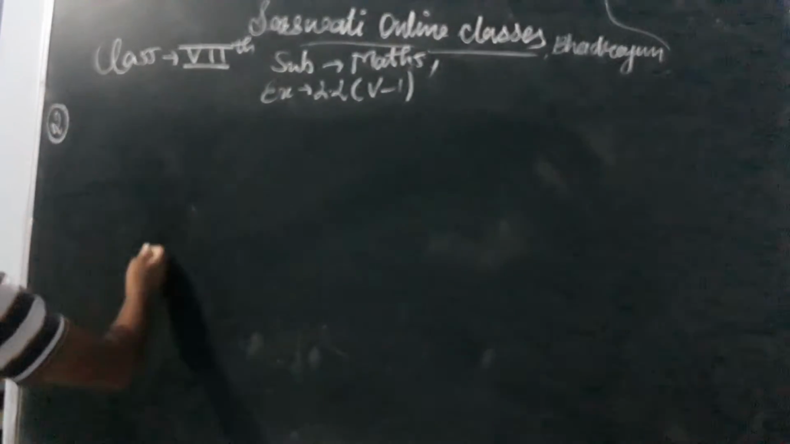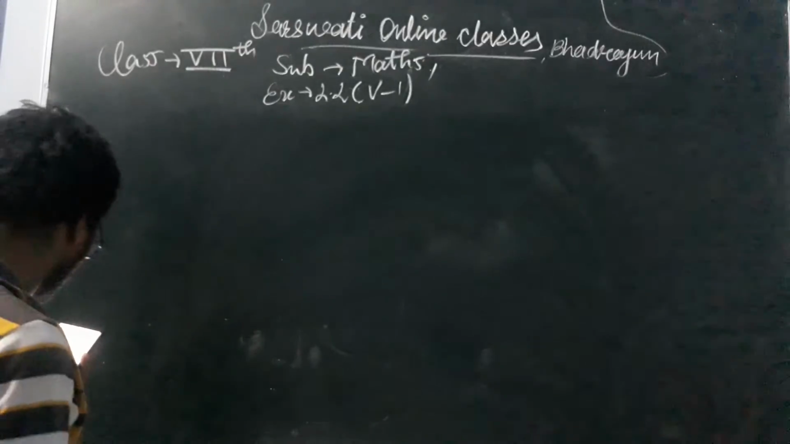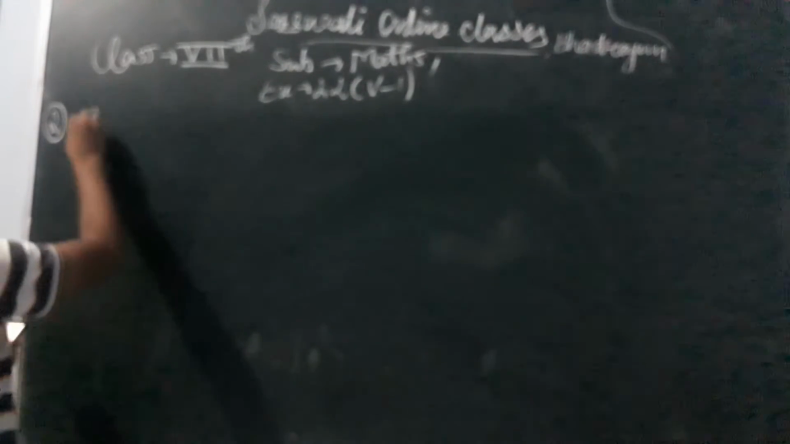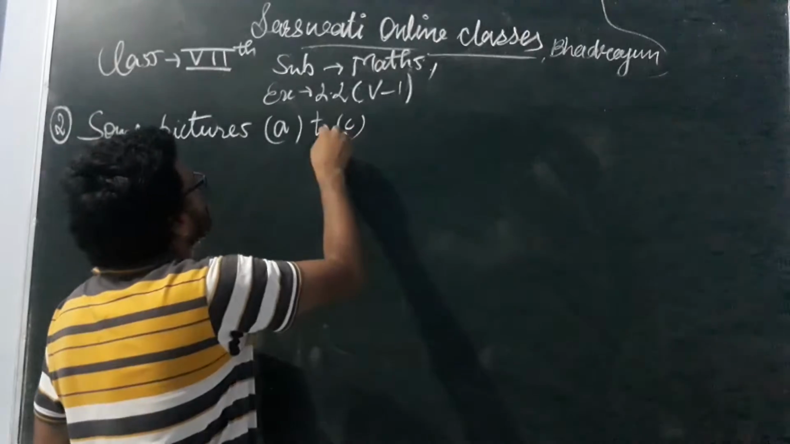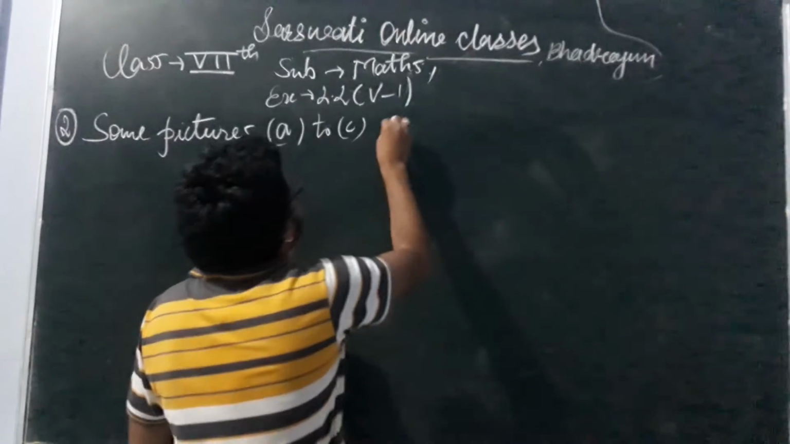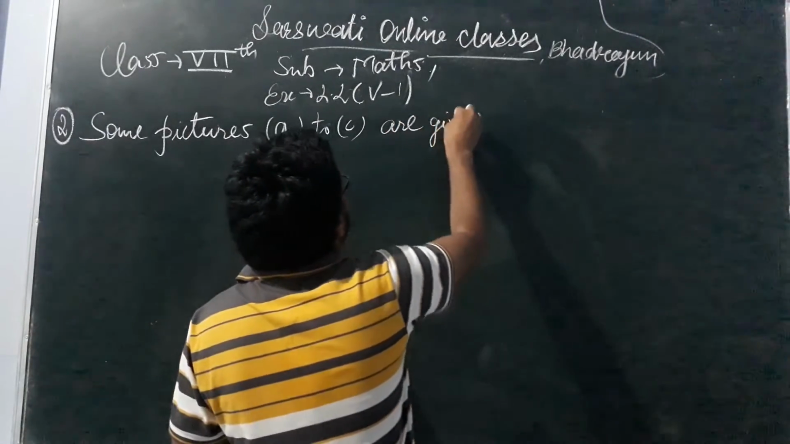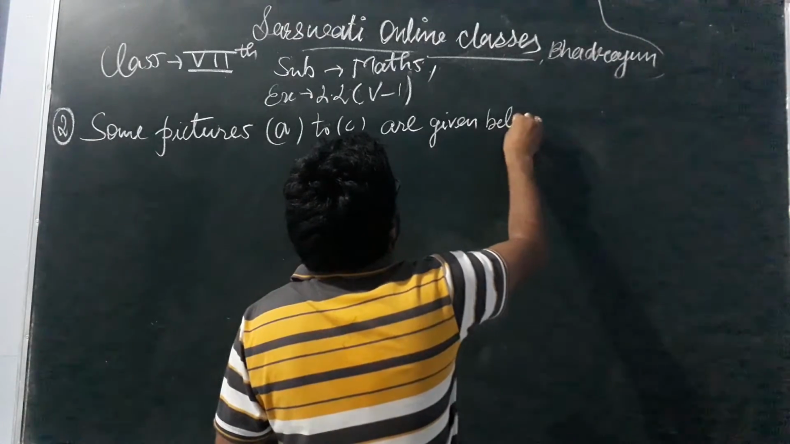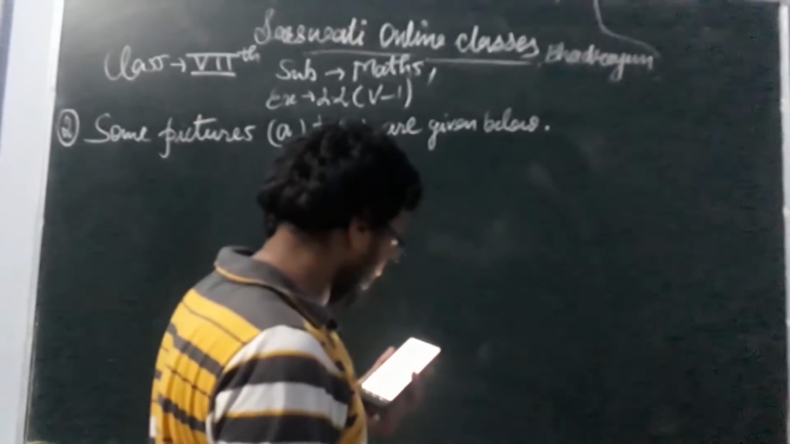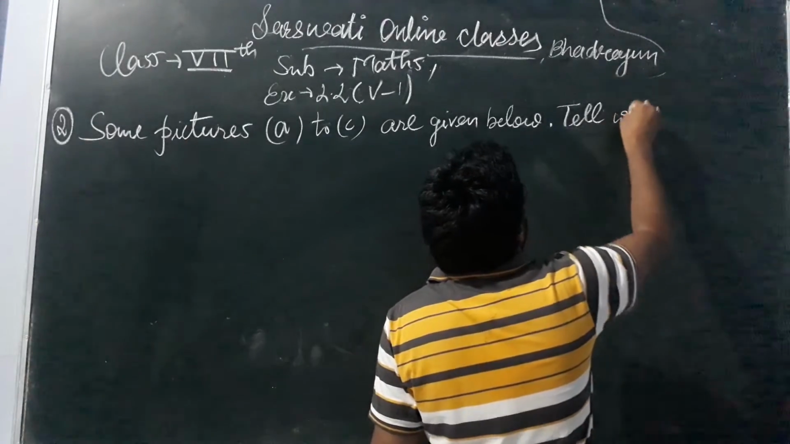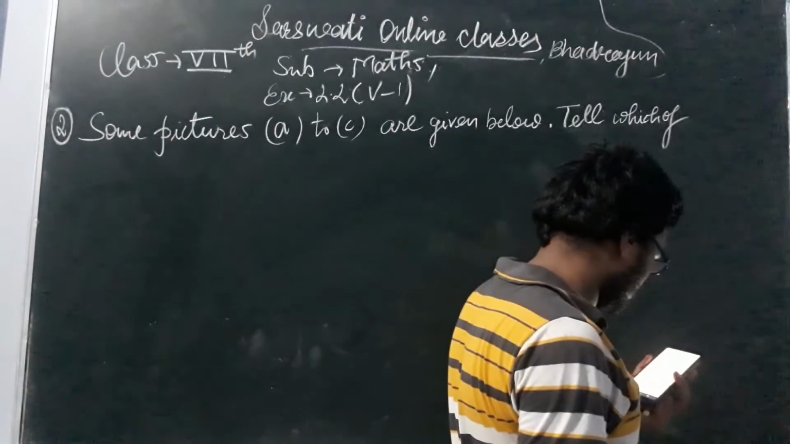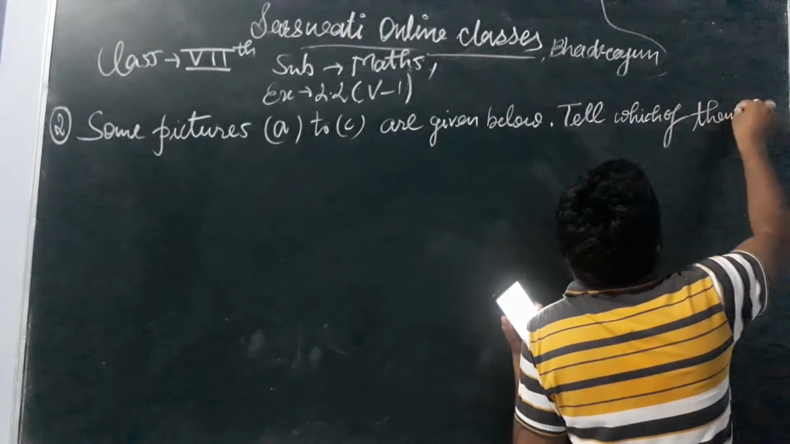Question number second is: some pictures A to C are given below. Tell which of them show.